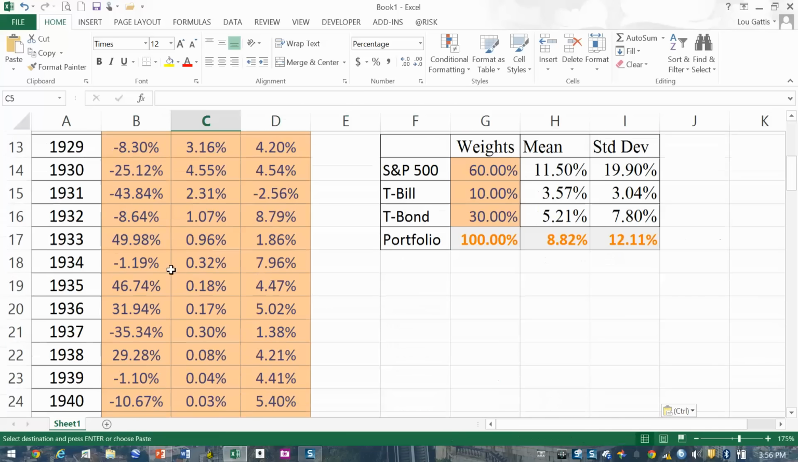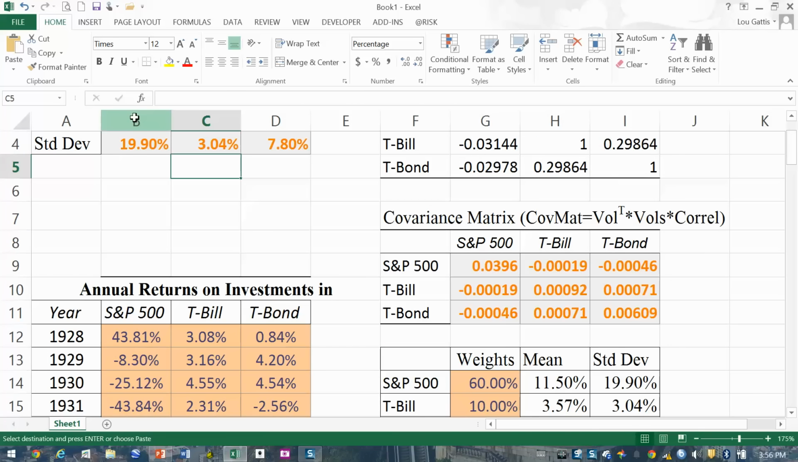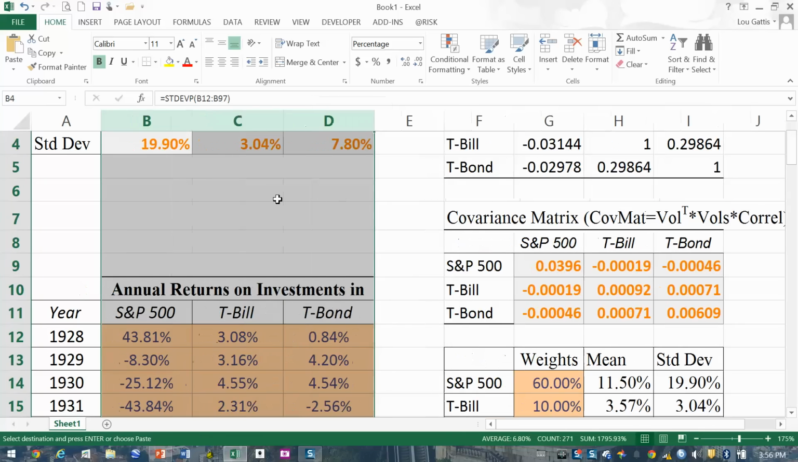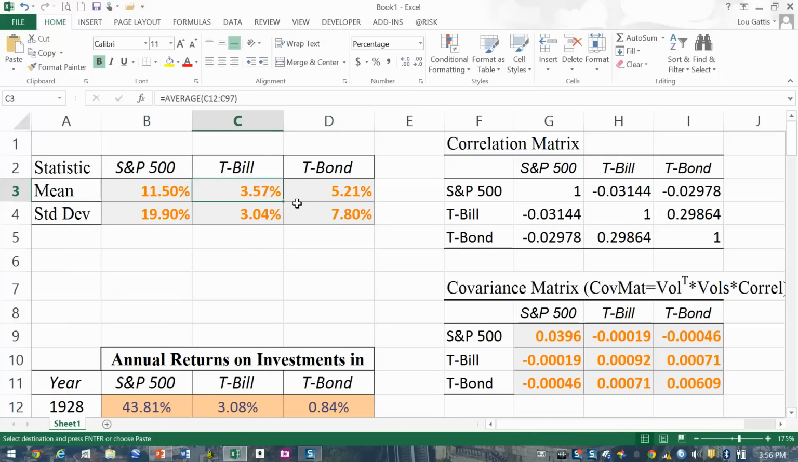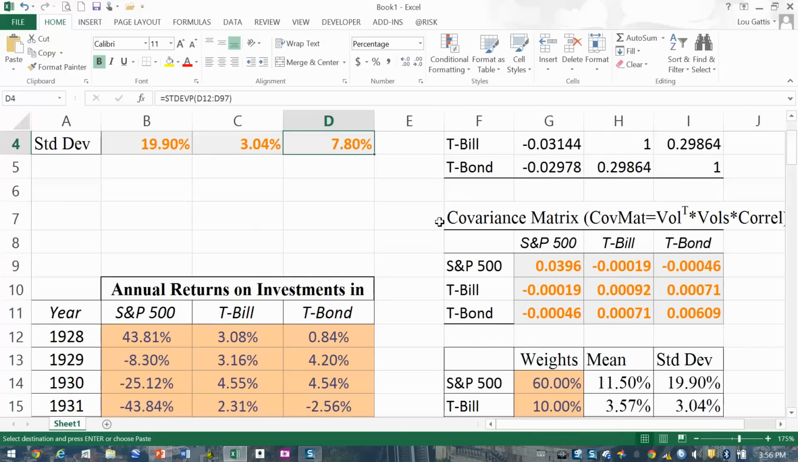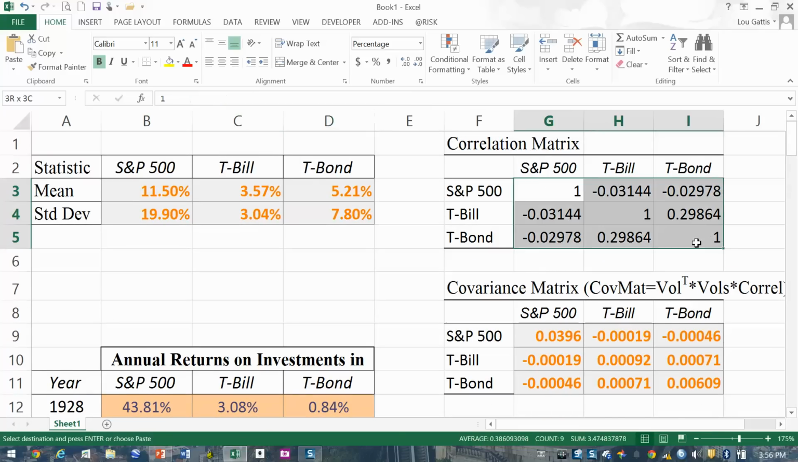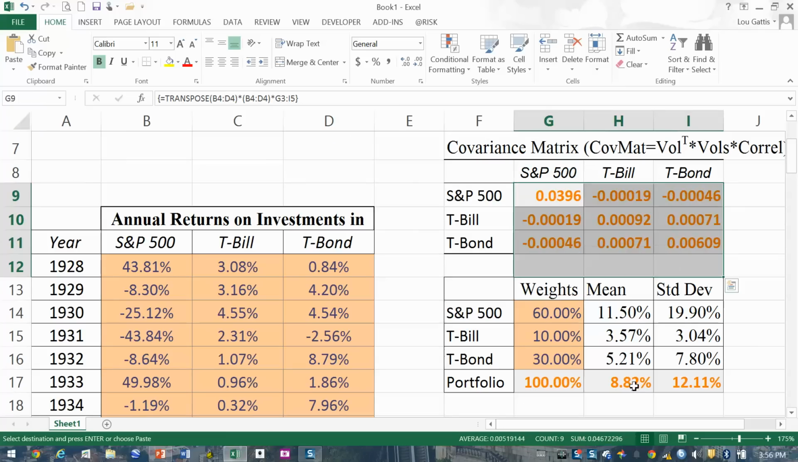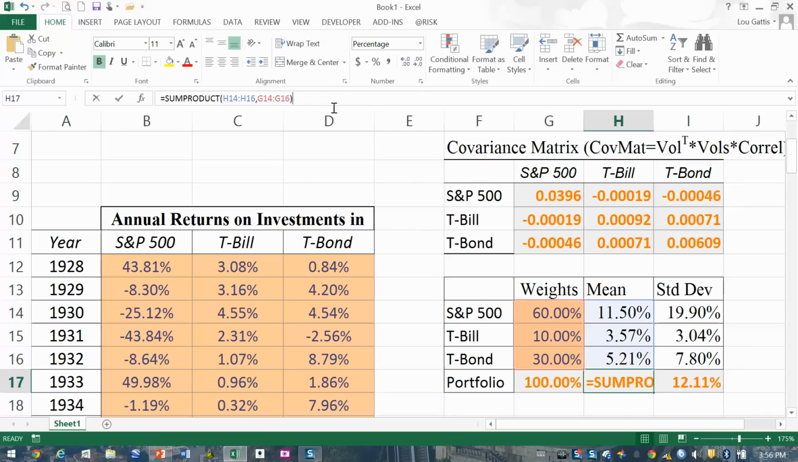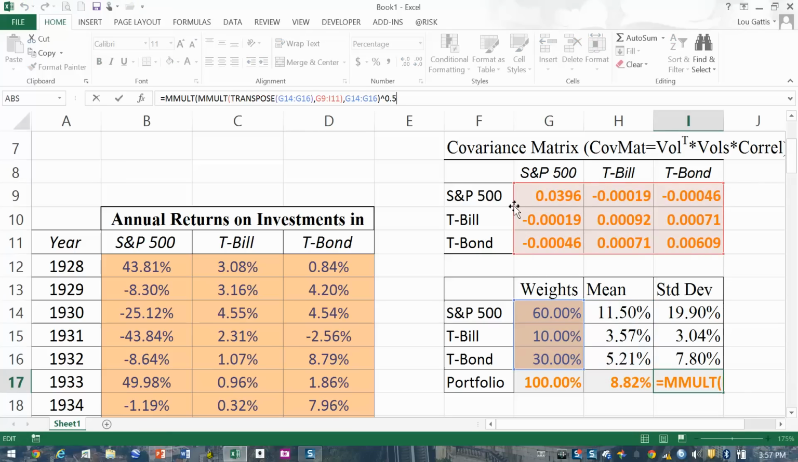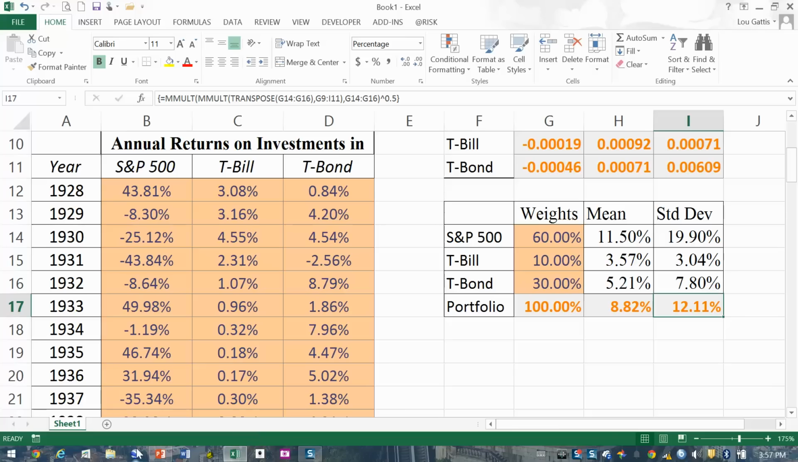So here are my bill and bond returns with their mean and standard deviation. Here are my correlation matrix, covariance matrix, my portfolio returns, it's a sumproduct of the weights and the means, and my portfolio standard deviation, M-mult transpose WSW, where this S is my covariance matrix, this is my W. So there's my portfolio mean and standard deviation.